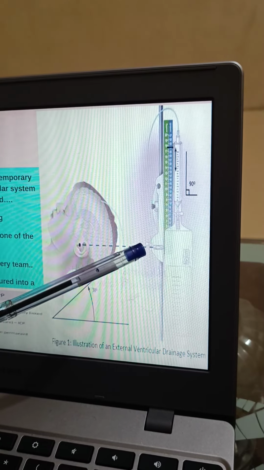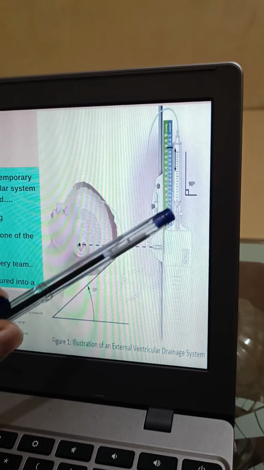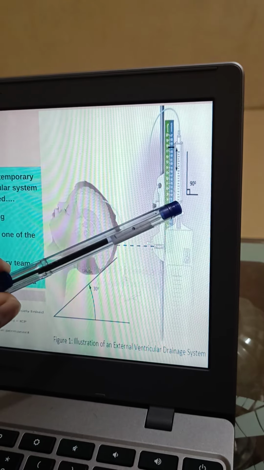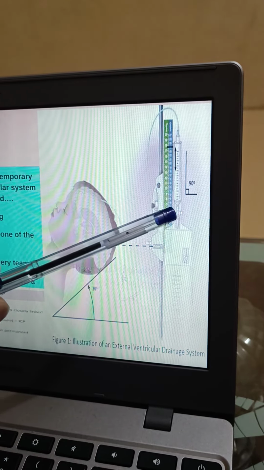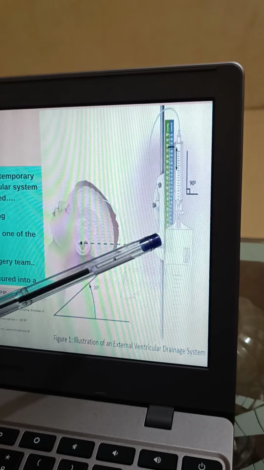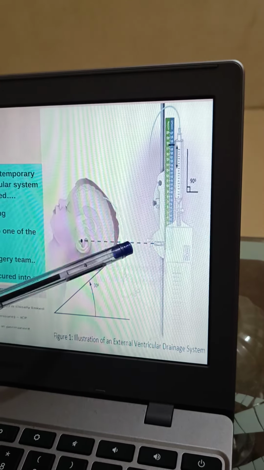Here is the transducer, and this is the drain chamber. It drains into this chamber hourly, which means we need to empty it hourly. This is the collection bag. Briefly, the whole setup is done by the neurosurgeon.